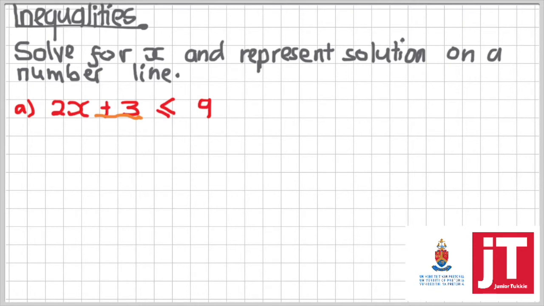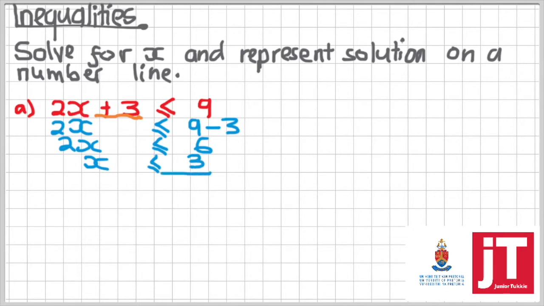So we will rewrite the same inequality as 2x ≤ 9 − 3. Simplifying that, we're going to get 2x ≤ 6. Thereafter, we divide both sides by 2. We're going to get x ≤ 3 as our solution. So the first part of that question has been addressed. We have solved for x. Now we're left with the second part, which involves representing our solution on a number line.